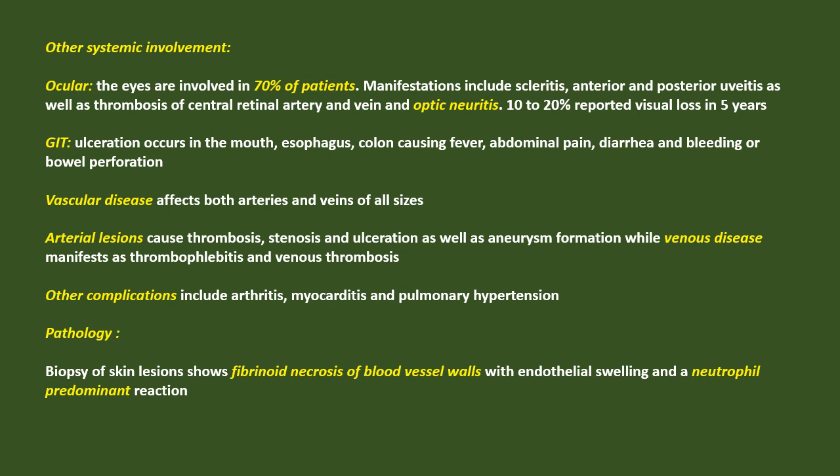GI tract ulceration occurs in the mouth, esophagus, and colon, causing fever, abdominal pain, diarrhea, and bleeding or bowel perforation. Vascular disease affects both arteries and veins of all sizes. Arterial lesions cause thrombosis, stenosis, and ulceration, as well as aneurysm formation, while venous disease manifests as thrombophlebitis and venous thrombosis. Other complications include arthritis, myocarditis, and pulmonary hypertension. Pathology. Biopsy of skin lesion shows fibrinoid necrosis of blood vessel walls with endothelial swelling and a neutrophil predominant reaction.